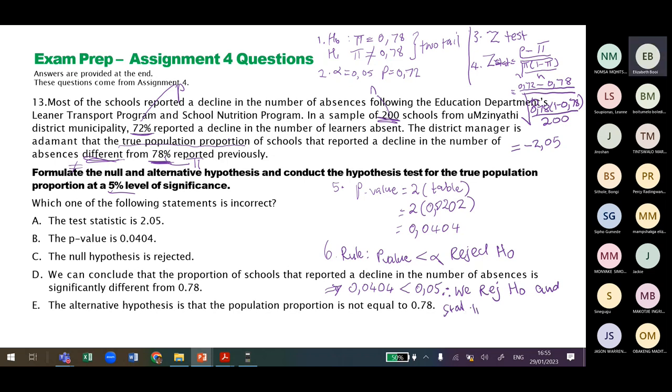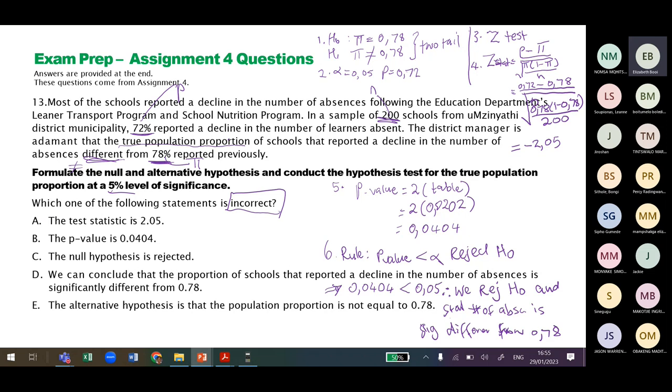and state that the number of absences is significantly different from 0.78. Now I can answer my questions. In the exam, you don't have that liberty, but I just wanted to show you all the steps and then I can come and answer the questions. Let's see if we can answer and find our incorrect statement.